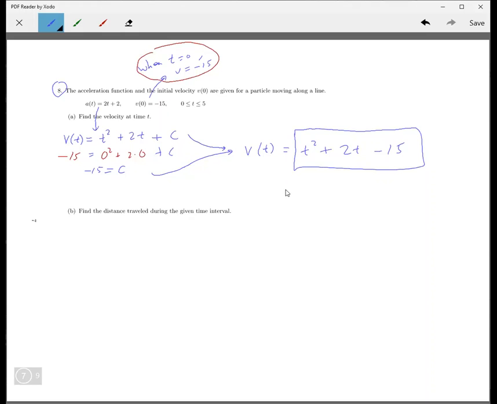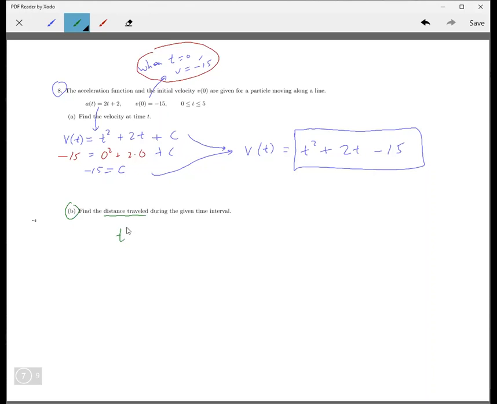Okay, so that will be the answer to that. There's the velocity. And then part B says find the distance traveled during the given time interval. The distance traveled. Okay, this is a quadratic, so that's fortunate.